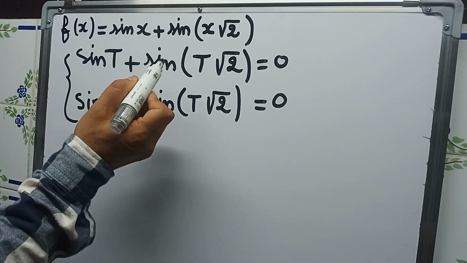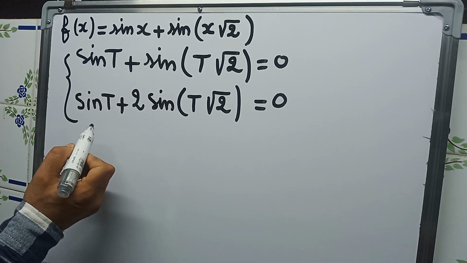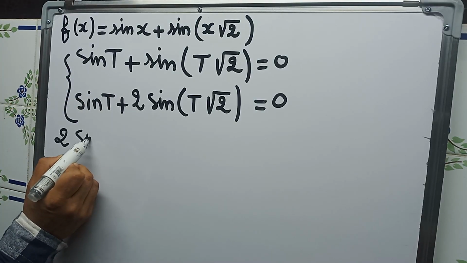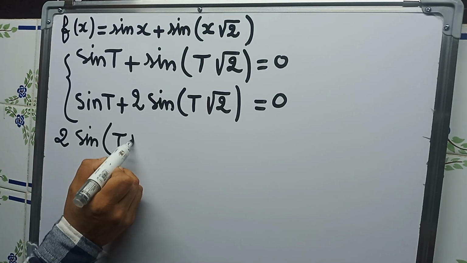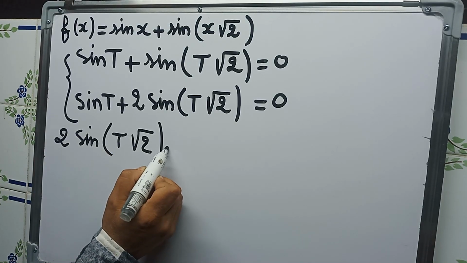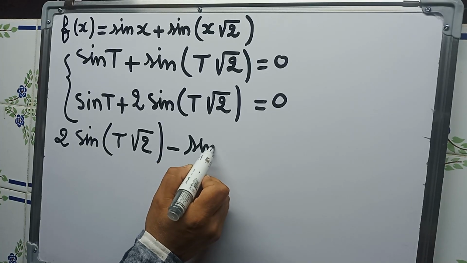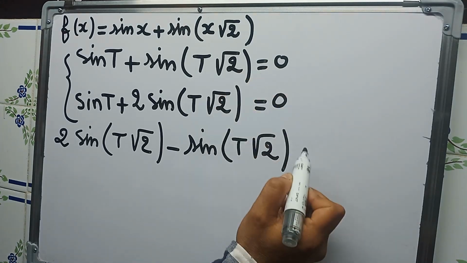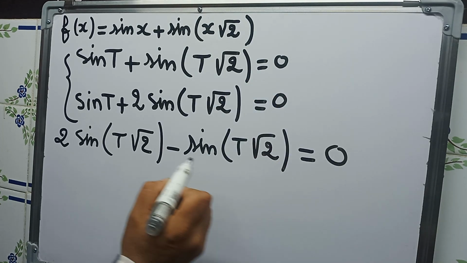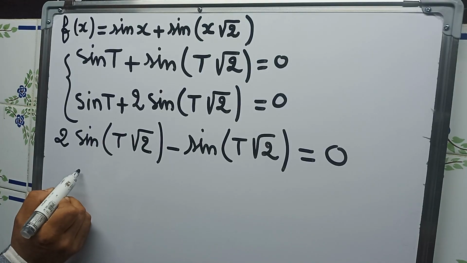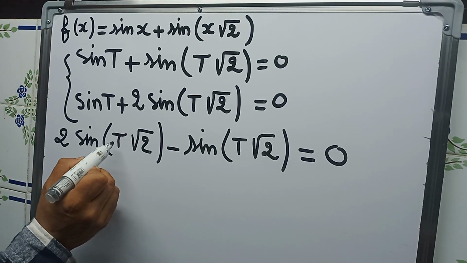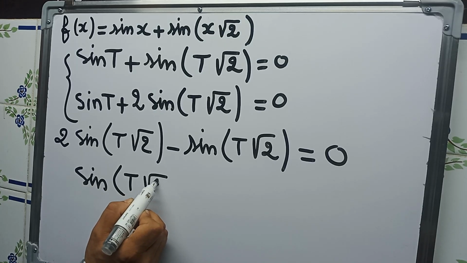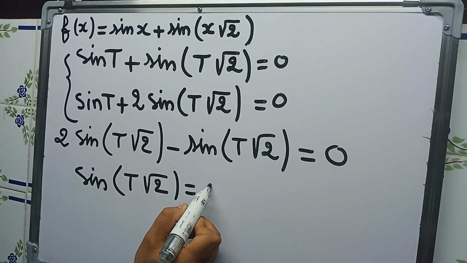Now subtracting the first equation from the second equation, sine t will just cancel and we will have 2 sine of t square root of 2 minus sine of t square root of 2, of course, equals 0 minus 0, which is 0. Here sine of t cancels. So 2 sine of t square root of 2 minus sine of t square root of 2 is just sine of t square root of 2 equals 0.